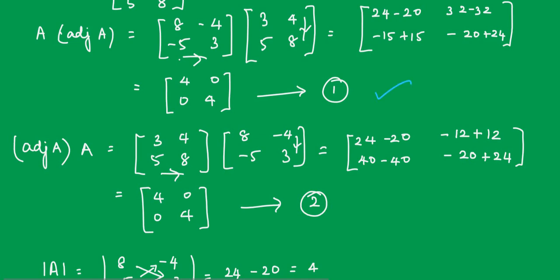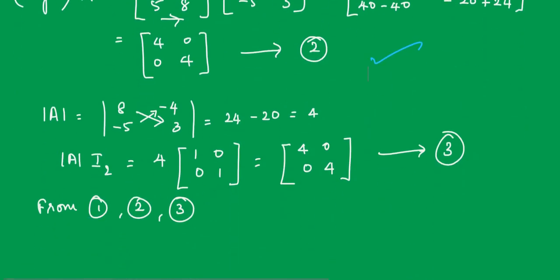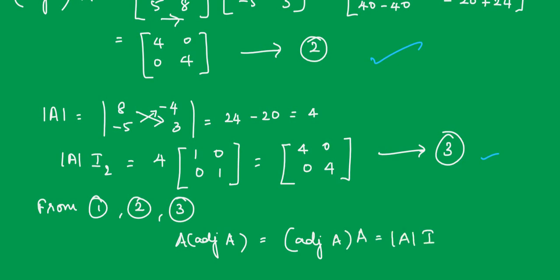So from 1, 2 and 3 we get here A into adjoint of A is equal to [4, 0; 0, 4], adjoint of A into A is [4, 0; 0, 4], and determinant of A into I2 is also [4, 0; 0, 4]. Hence A into adjoint of A is equal to adjoint of A into A is equal to determinant of A into I. Hence proved.